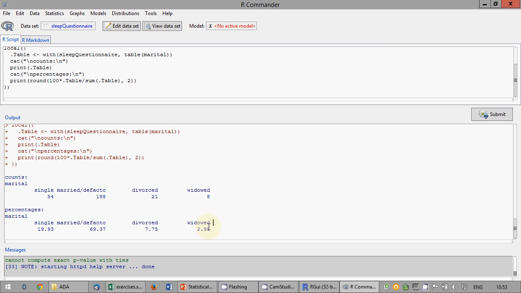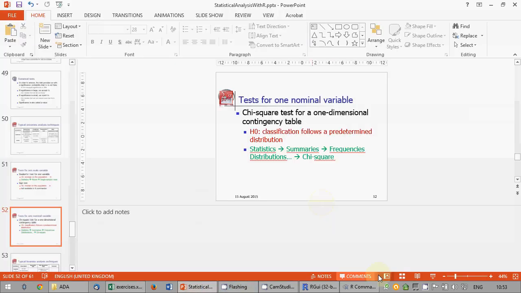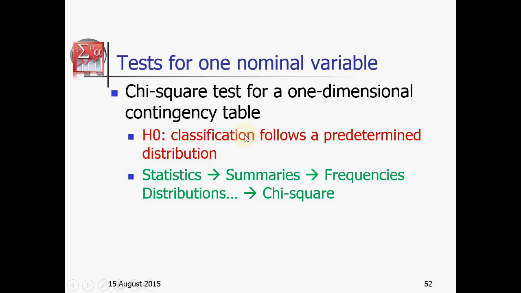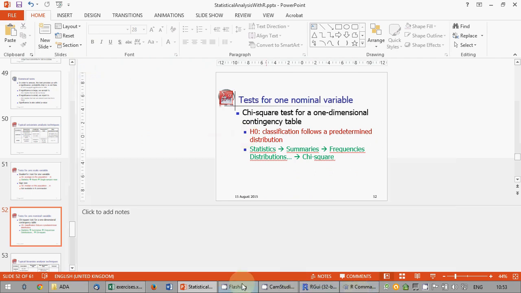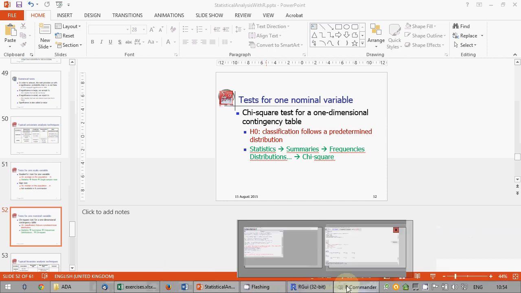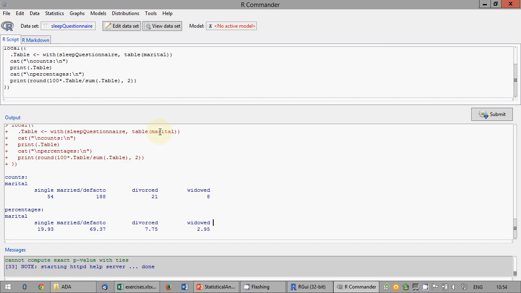Okay. Now I do something similar to the previous test. My H0 hypothesis is that the classification, which means the frequency distribution, follows a predetermined distribution, which I decide. So my H0 hypothesis, for example, is that married people are 75%. Single are 20%, and we are already at 95. Divorced 5%, and widowed 0. Or let's say divorced 4% and widowed 1%.